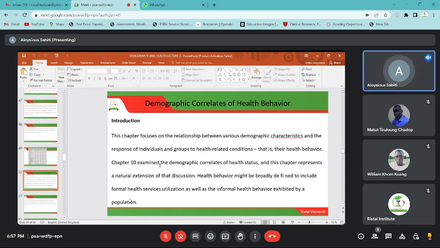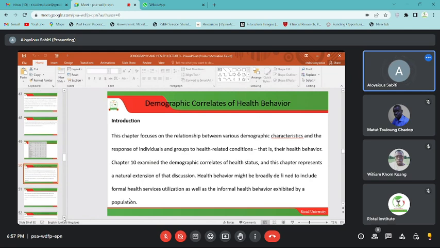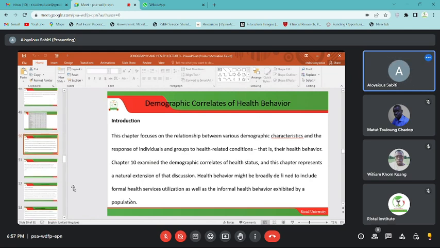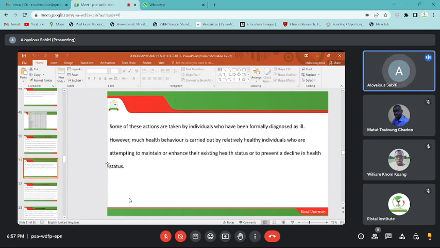Above, we examined how demographic characteristics correlate with health status, and now we want to look at a natural extension of that discussion: health behavior might be broadly defined to include formal health service utilization as well as the informal health behavior exhibited by the population. That's what I said: how do you behave in order to maintain a healthy life, but also what is your health seeking or health utilization behavior.